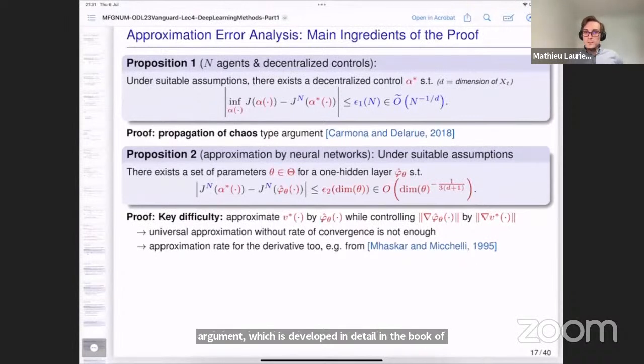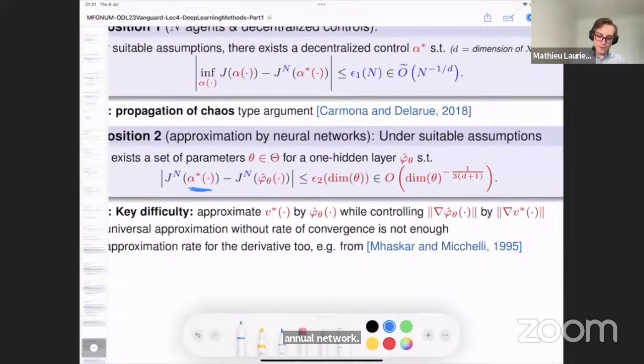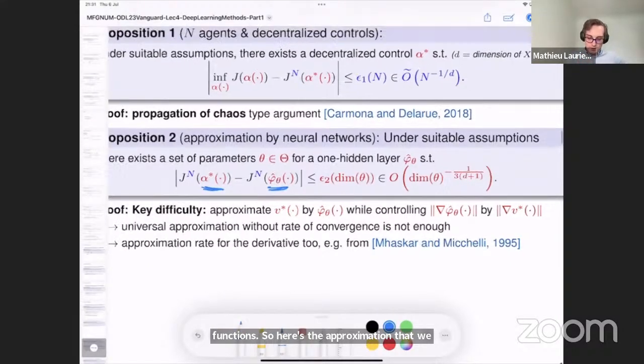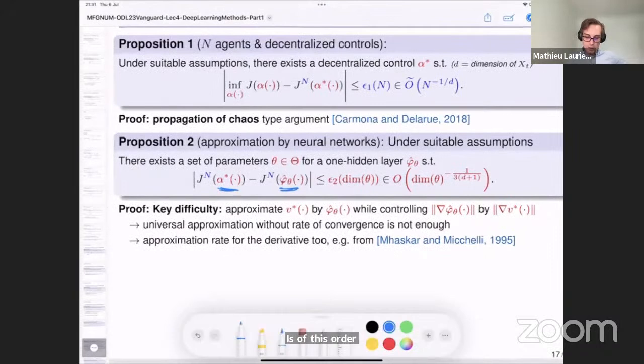The second step is to quantify the approximation by a neural network. So here, we want to replace alpha by a neural network. So you have the optimal alpha star here, and you have a candidate neural network, and you would like to know how close you can be. And you cannot be perfect because your neural network has finite width, finite depth, and so maybe alpha star is not exactly in this class of functions. So the approximation error that we got is of this order. It's based on a work of Mascar and Michele, which is a little bit niche, I think, because we had some technical problems related to regularity precisely.